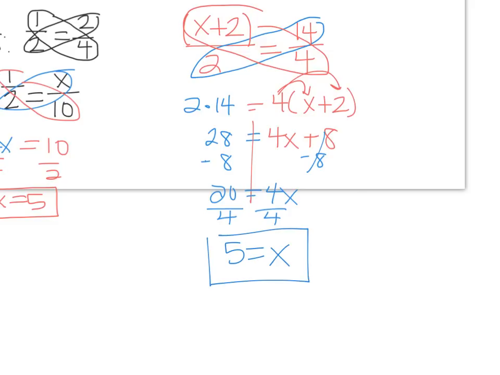Plug it back in. 5 plus 2 is 7. 7/2 is proportional to 14/4. And if we simplified 14/4, that would simplify to 7/2. We're going to spend some time on these in class tomorrow.